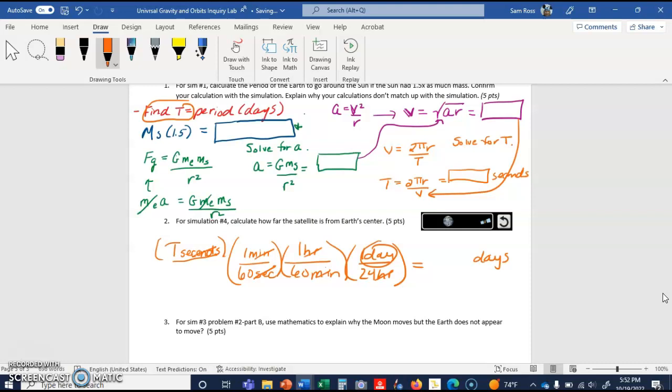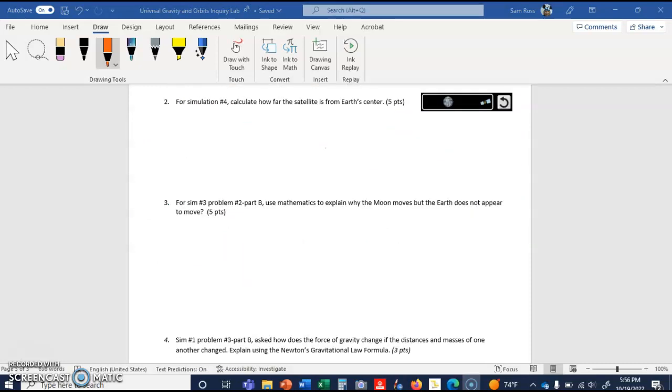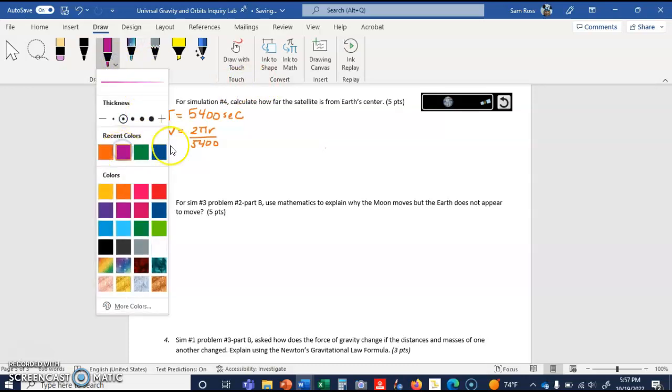So I'm going to pause, erase, and talk about number 2. Okay, question 2, it says for simulation 4, calculate how far the satellite is from the Earth's center. So for this, we're going to use T is equal to 5,400 seconds. And we are going to use v is equal to 2 pi r over 5,400. You've seen this before. That's our T. So that's going to come up again.